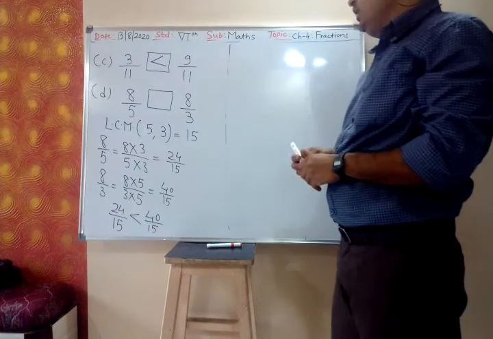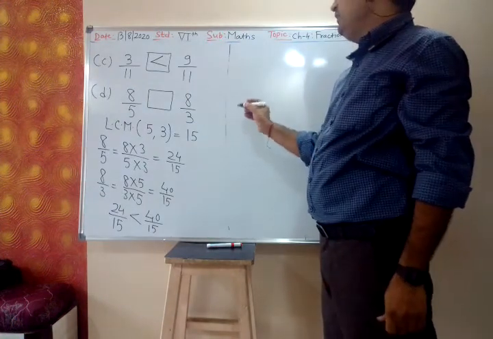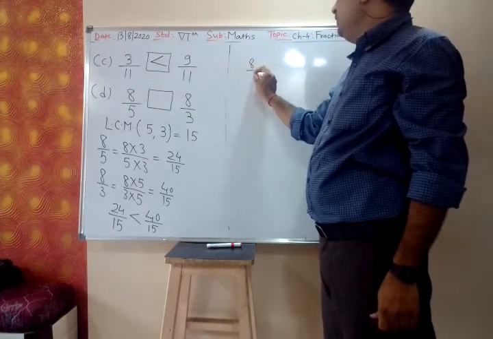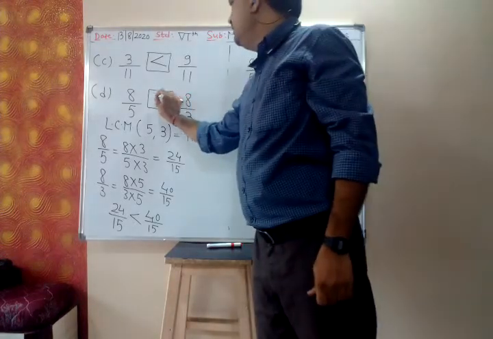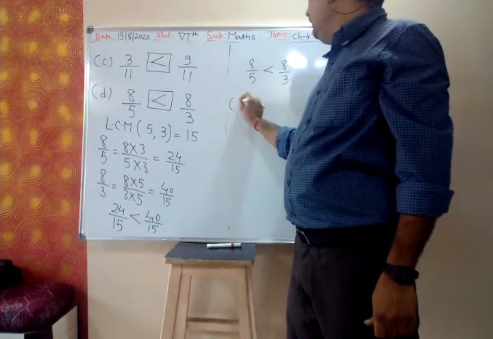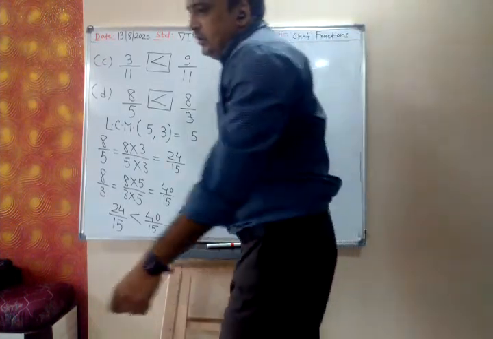So 24 upon 15. 24 upon 15 is 8 by 5. So 8 by 5 is less than 8 by 3. So we write the symbol in this way.